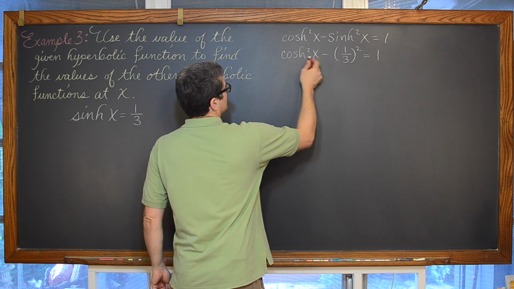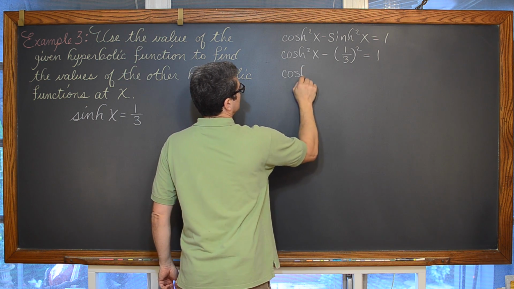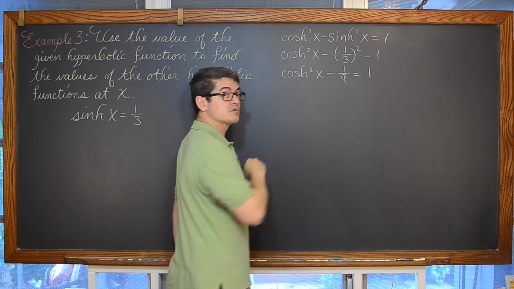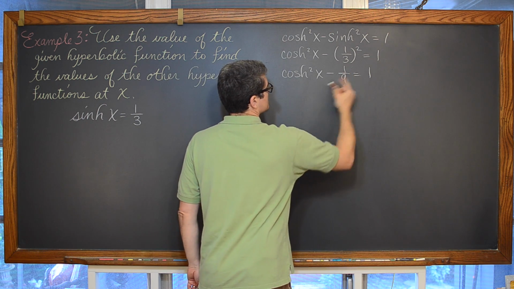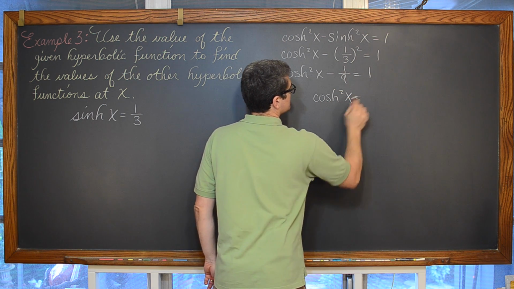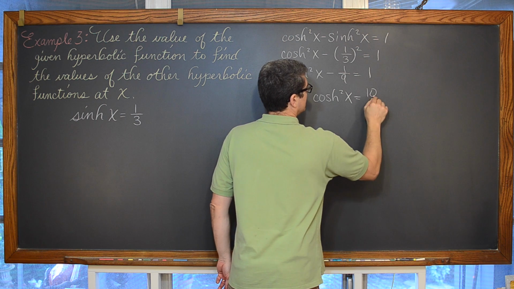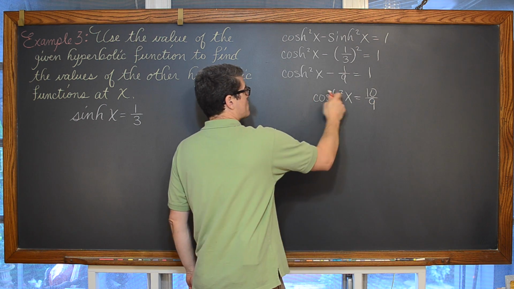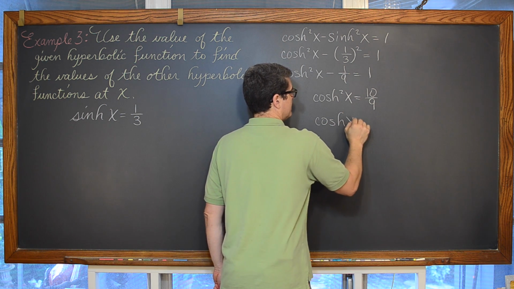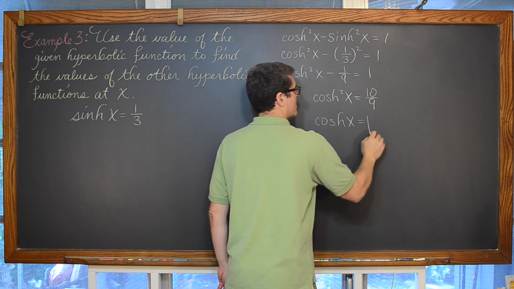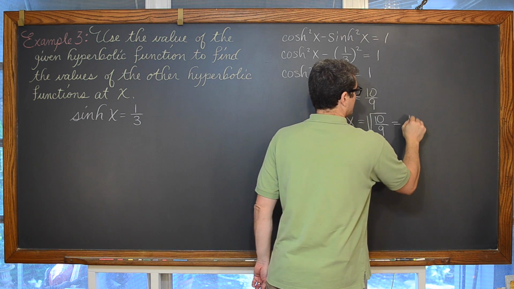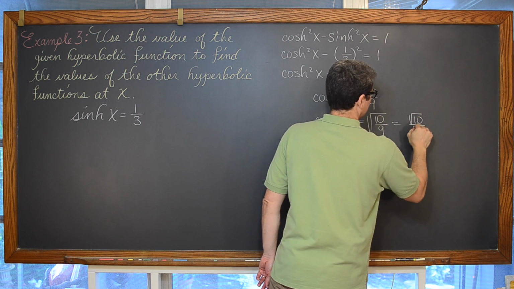So we have the hyperbolic cosine squared of x minus 1/9 is equal to 1. Add 1/9 to both sides. And of course, making sure we have a common denominator, we have the hyperbolic cosine squared of x. 1 plus 1/9 is going to be 10/9. Square rooting both sides, we have the hyperbolic cosine of x is equal to the square root of 10 over 9. Of course, 9 is a perfect square, and we end up with the square root of 10 over 3.